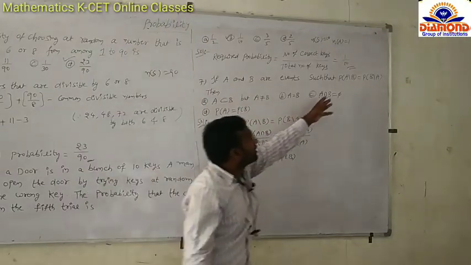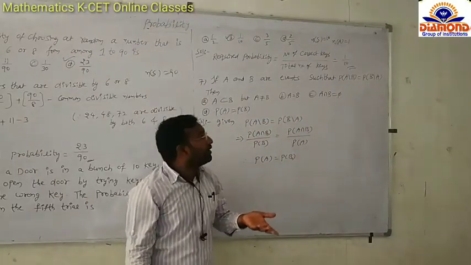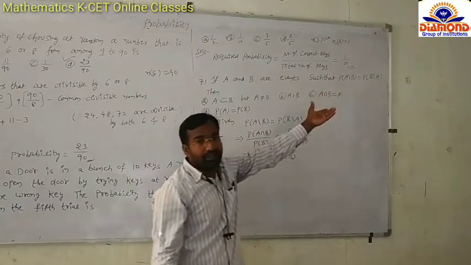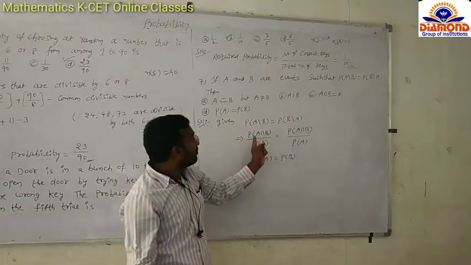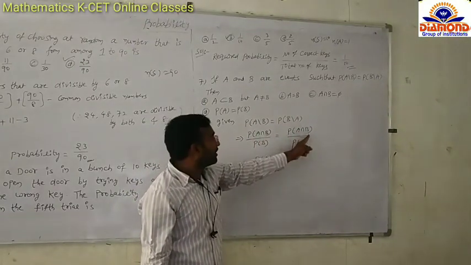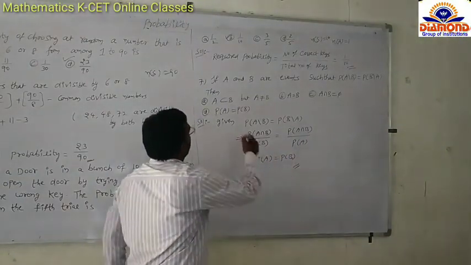So this is conditional probability. P of A given B formula is P of A intersection B by P of B. So P of B given A is the same, P of A intersection B by P of A. So substitute the formulas. Both sides, P of A intersection B cancels. That's why P of A equals P of B is the remaining. So option is D.